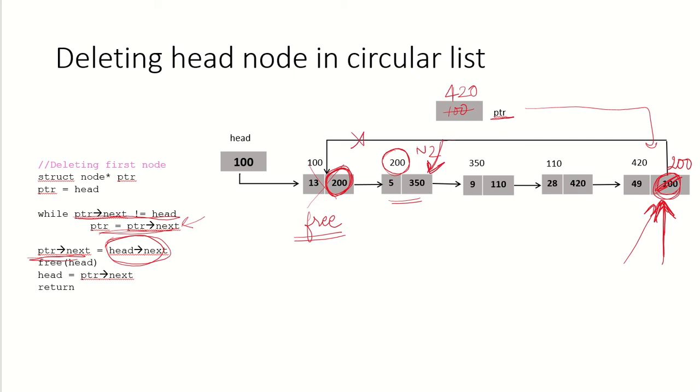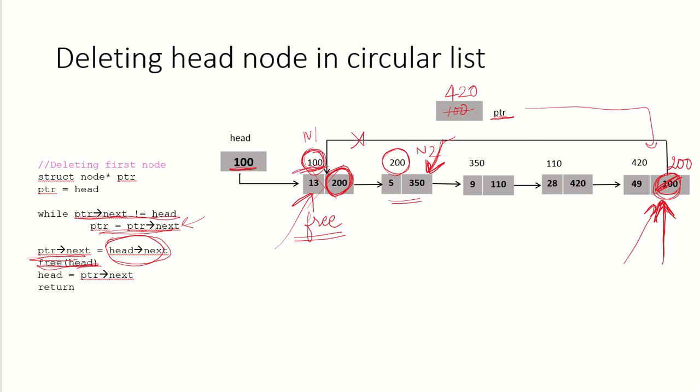This link has been broken. It is now pointing to the second node. The last thing that we need to do is release the memory allocated to the first node N1. And how do we release that memory? This address is available in the head part. So we free the head. So the memory that was allocated to this 100 location node is now returned back to the heap.